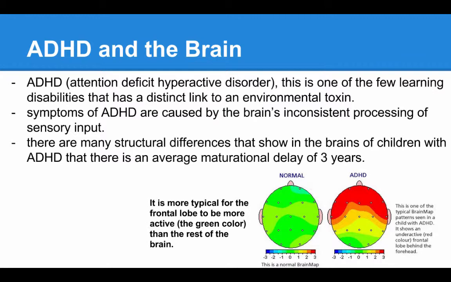ADHD in the brain. If you look down here at this diagram, it shows you typically want your frontal lobe to be a more active area, but in ADHD, that's the lobe that is the least active. ADHD is attention deficit hyperactivity disorder. It's one of the few learning disabilities that has a distinct link to an environmental toxin. Many ADHD symptoms are caused by the brain's inconsistent processing.